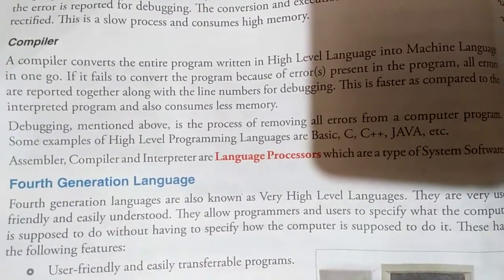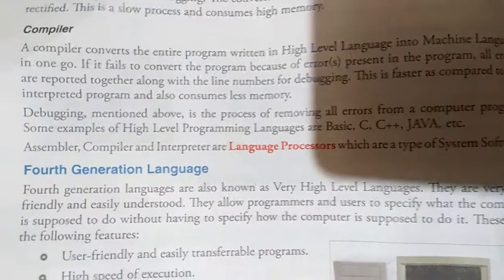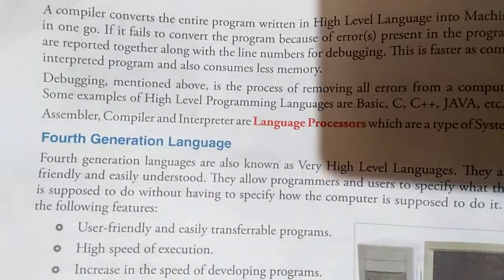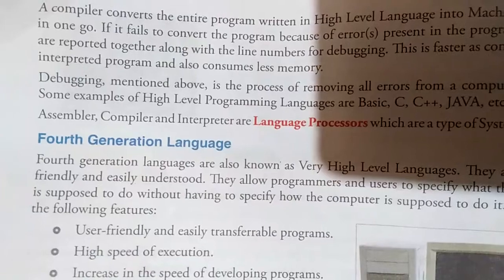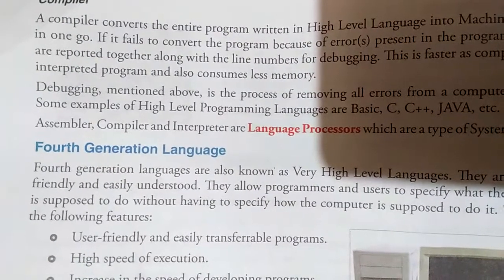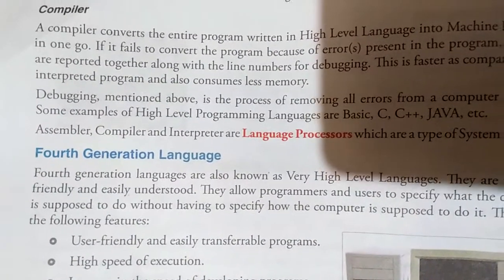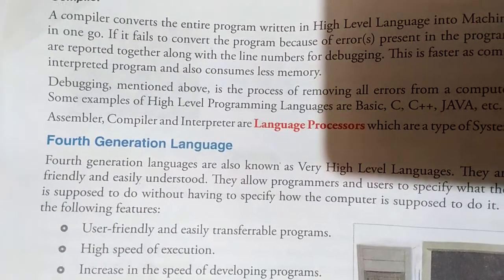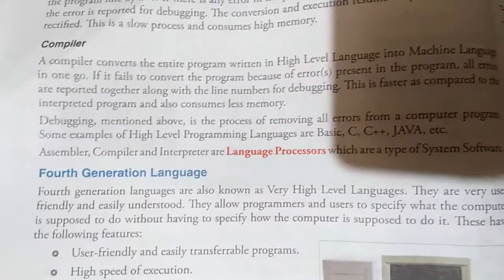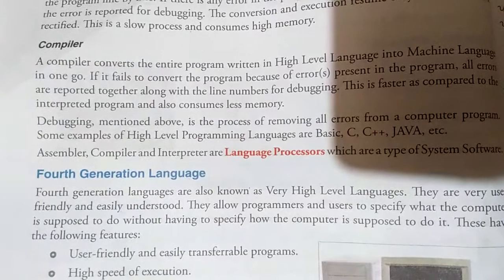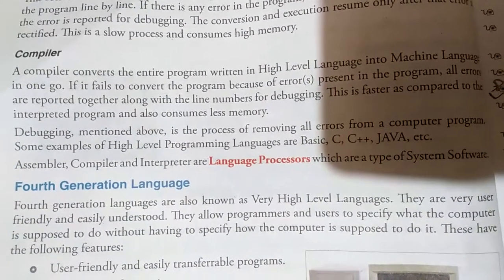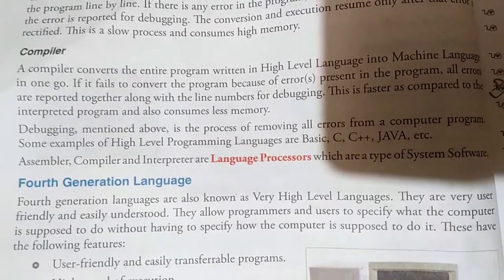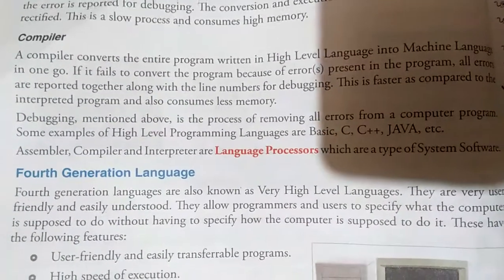It also consumes less memory. Debugging, mentioned above, is the process of removing all errors from the computer program. Some examples of high level programming languages are BASIC, C, C++, Java, etc. These are the high level languages.